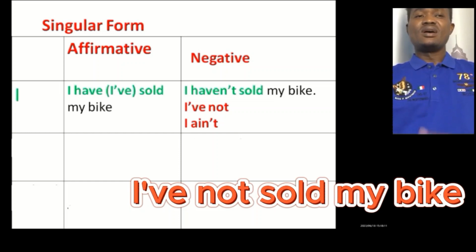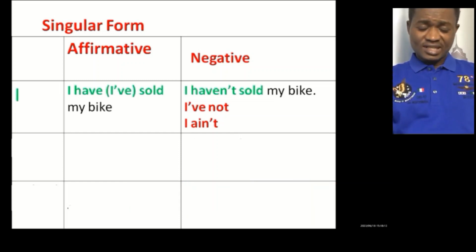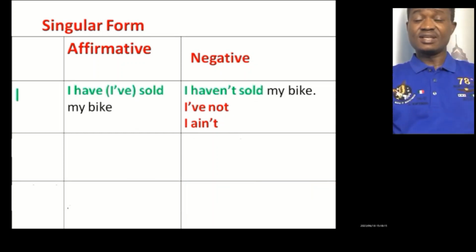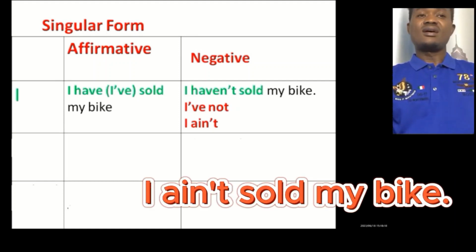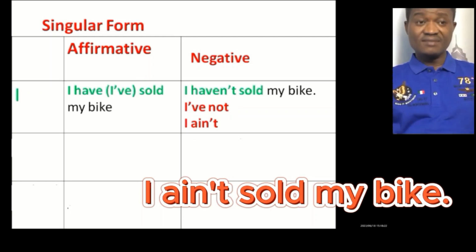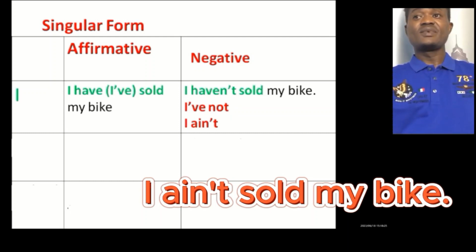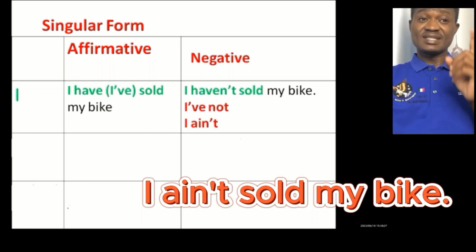Okay, guys, this other way is informal English. You gotta be careful. Just for your lesson, okay? Some people can say, yeah, I ain't sold my bike. This is informal English. Just for your lesson, okay? Alright, guys, that is not grammatically correct.